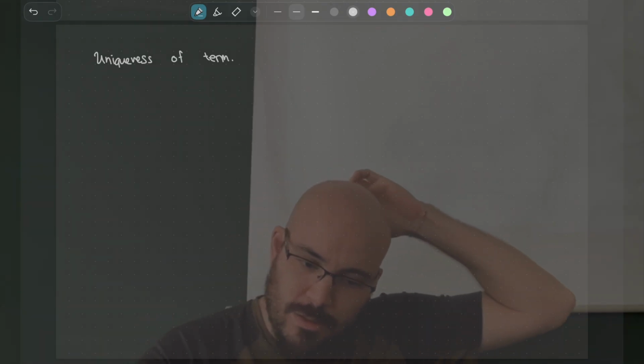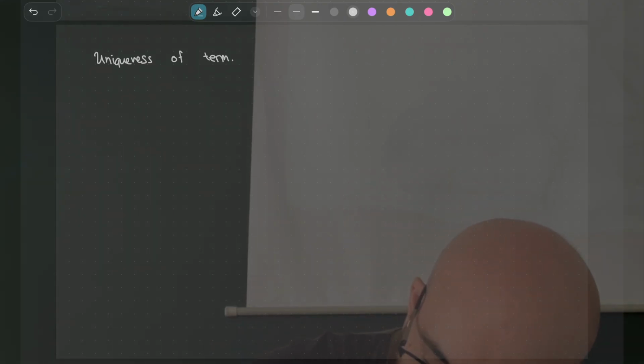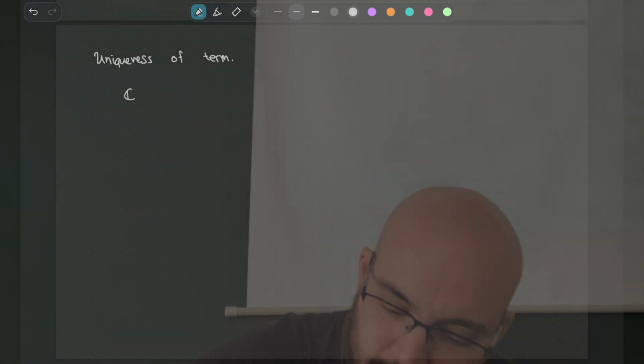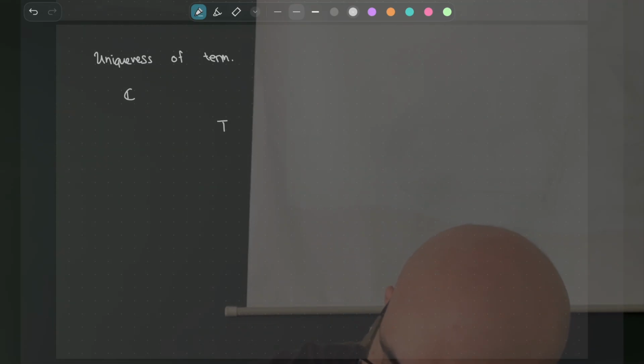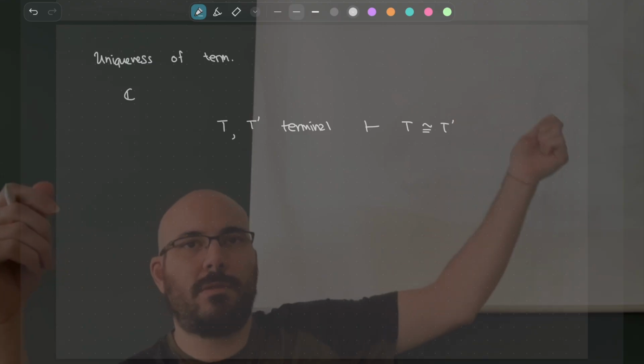First I need to understand what I'm trying to prove. It means that I'm in a category, let's call it C. What does uniqueness mean? It means that I have objects T and T prime, and they both deserve the name terminal objects. My objective is to prove that they are isomorphic. Remember, isomorphic means that I can find an iso from one to the other, and this means an invertible arrow.